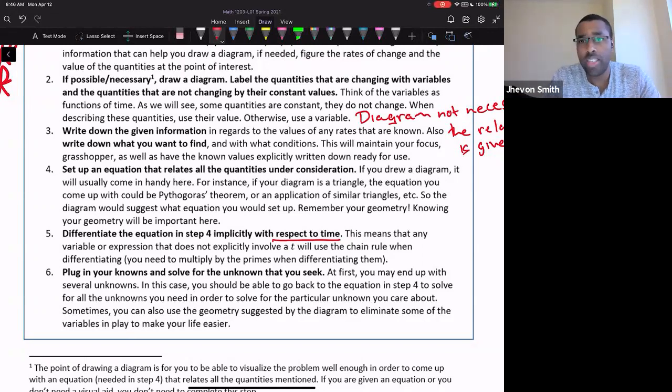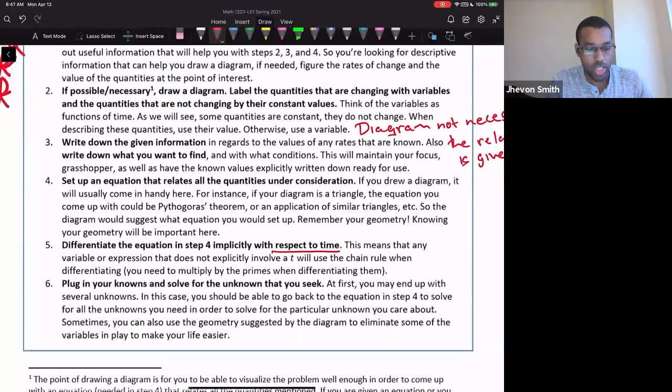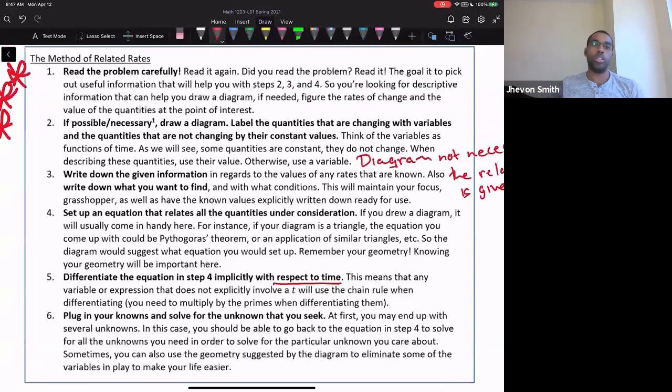And then step 6, the final step, can actually break up into two parts: plug in all the values that you know and then solve for the values that you want to find. Information is going to be given to you. You're going to input that information and then find the information that you want to find.